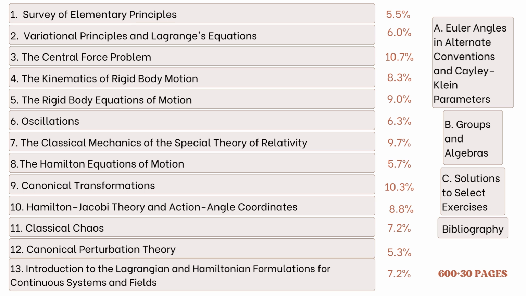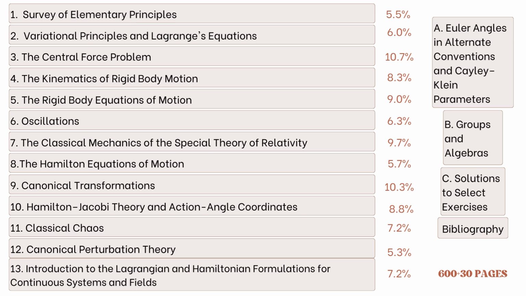Okay, now let's look at the chapters. Survey of elementary principles, variational principles and Lagrange's equations, the central force problem, the kinematics of rigid body motion, the rigid body equations of motion, and oscillations. All these 6 chapters set up most of the fundamental subjects required for classical mechanics. In the 7th chapter, you have the special theory of relativity, and in the 8th, 9th, and 10th, Hamilton equations of motion, canonical transformations, and Hamilton-Jacobi theory and action-angle variables. Within these 10 chapters, you can cover almost all the subjects required for M.Sc. level classical mechanics.